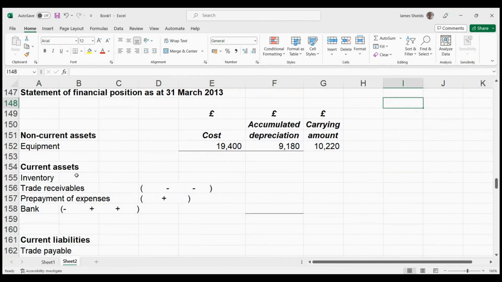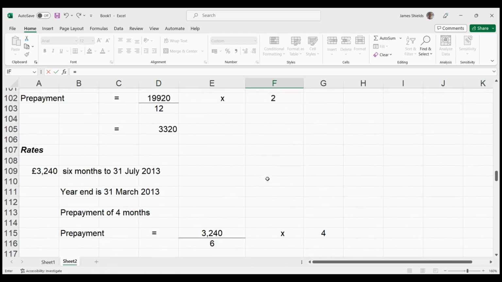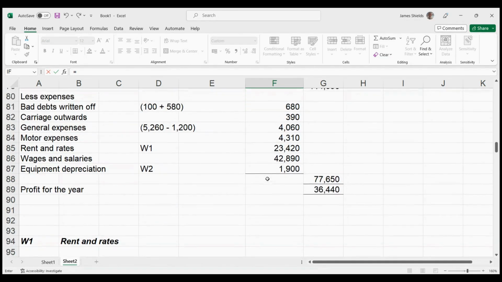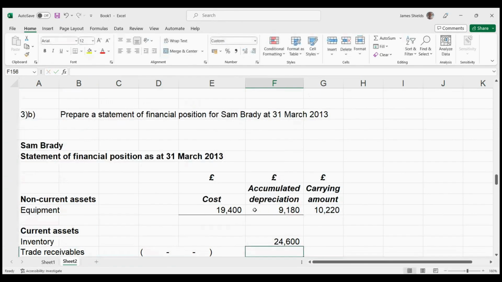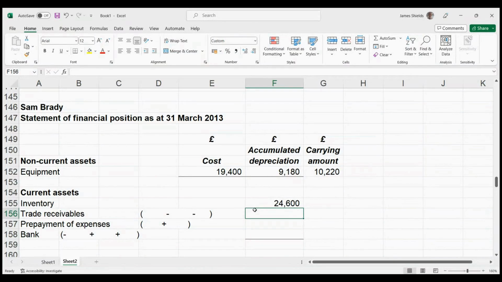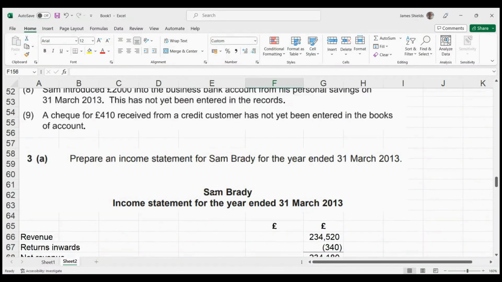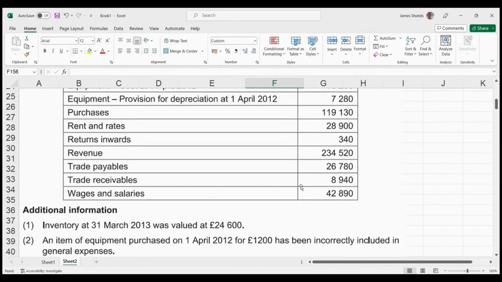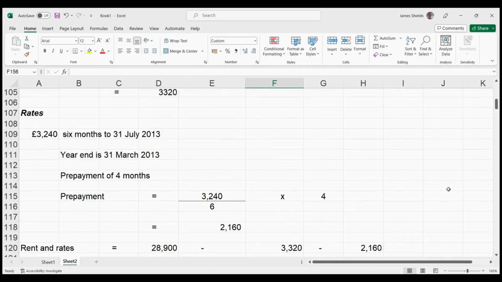Right, inventory. The inventory is your closing inventory. Now, the closing inventory, that was given to us, sorry, not list of balances, the additional information. We've already used it in an income statement. It was 24,600. So that's our closing inventory. Now, trade receivables. There was information about trade receivables and bad debts. Right, trade receivables. What was it in the list of balances? List of balances was 8,940.